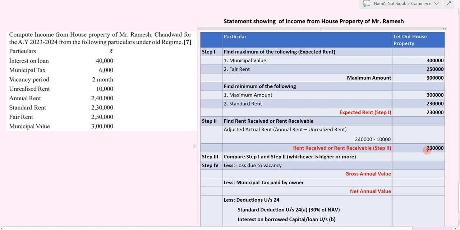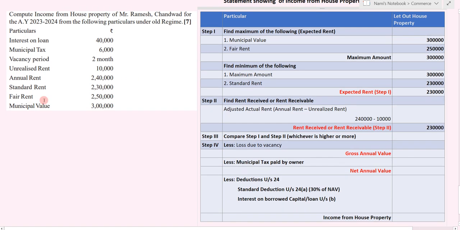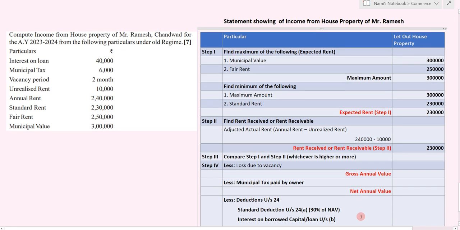So from where we got 2,30,000? Annual rent minus unrealized rent. 2,40,000 less 10,000. Okay. So step number 2 we got, that is rent received. So actual rent received we have received as 2,30,000. So step number 2 is completed.